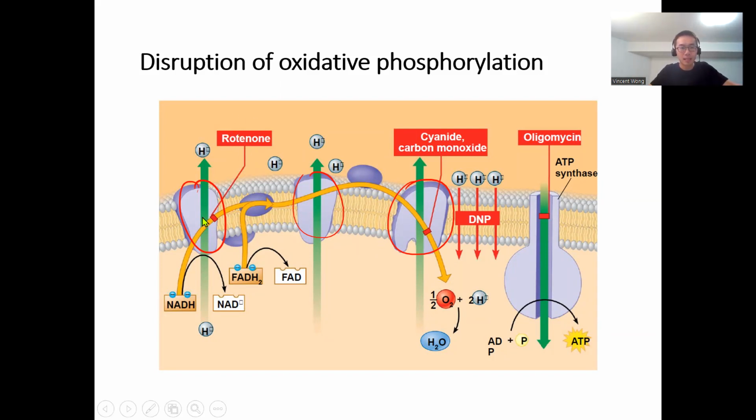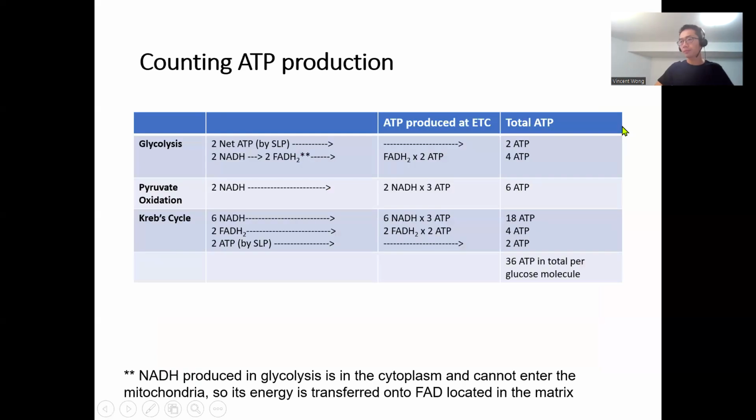Okay, so rotenone, as I said, blocks the first protein. We have the cyanide and the carbon monoxide disrupting the flow. Cyanide disrupts it because it's very electronegative. Carbon monoxide disrupts it because it blocks the oxygen from getting there. And then the DNP just makes H plus permeable to the cristae essentially. And then the oligomycin, which we didn't go into detail, blocks the ATP synthase and blocks the turbine. All right, so these are just some of the things that could disrupt oxidative phosphorylation.